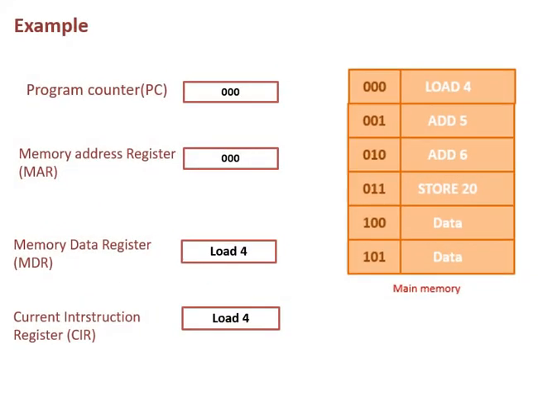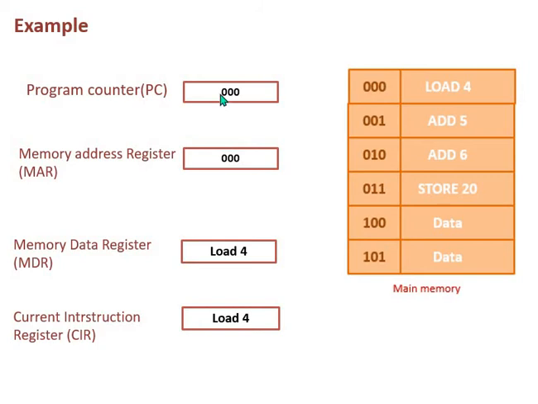Okay, now this diagram will give you a clearer picture about the use of registers, right? This is your main memory. In the main memory, these are the addresses on the left hand side, and these are the data or instructions to be executed. For example, our first instruction is load 4. The program counter holds the address of the next instruction to be executed. So our first instruction to be executed is at 000, then the program counter will have 000, right?